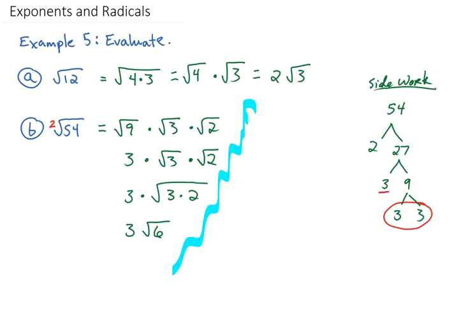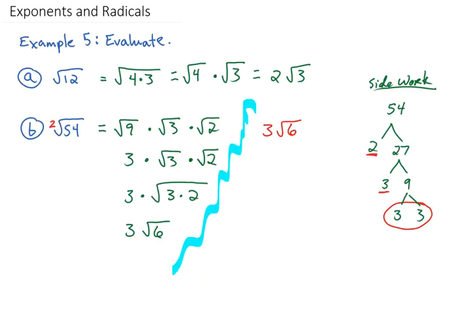This 3 doesn't have any other 3 to partner with, so it's a single 3, and this 2 doesn't have any other 2 to partner with, so it's a single 2. Once I get all that marked up on the factor tree, I just know that my square root of 54 goes straight to 3 square roots of 6.